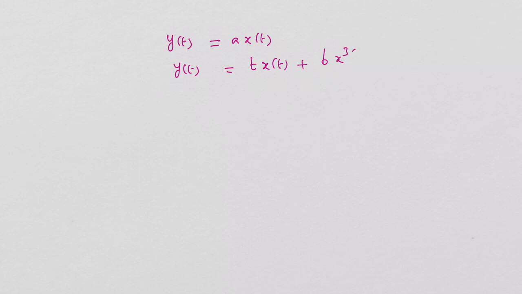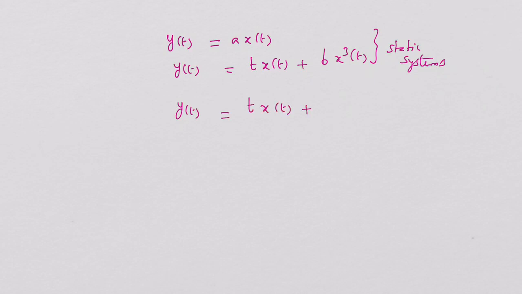For example, I have a system whose output is represented by y of t equal to a into x of t. I have another system in which the output is produced simply by a mathematical operation t into x of t plus 6 into x cube of t. In all these cases, the output depends on the present input.